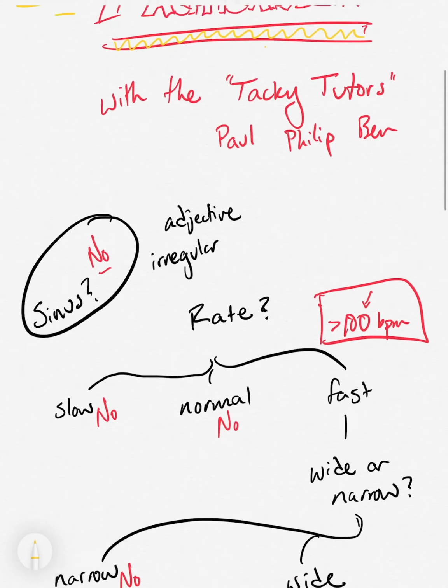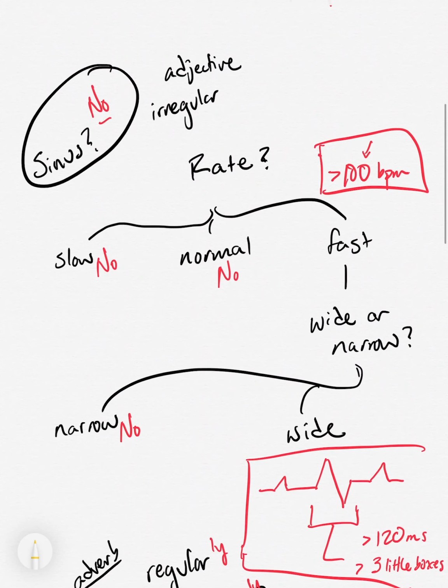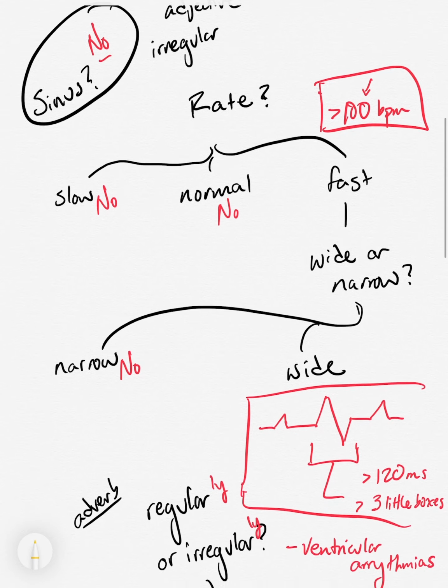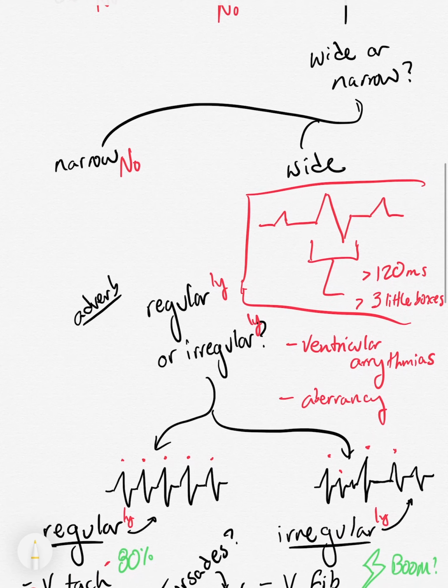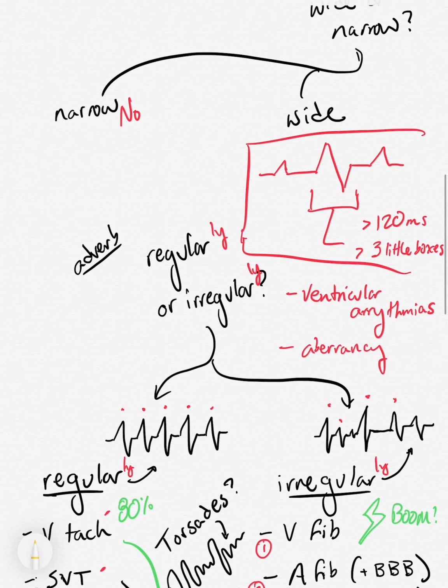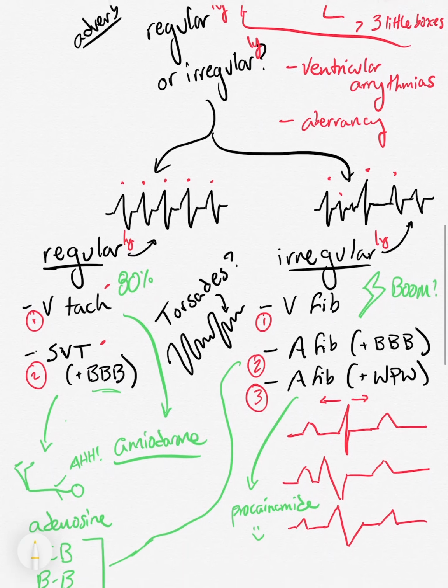Quick, let's review. Starting from the top, we are not dealing with sinus rhythms. That makes the adjective irregular. Because we are talking about tachycardias, it has to be faster than 100 beats per minute. And we are talking about wide complex tachycardias, so the QRS complex has to last longer than 120 milliseconds or 3 little boxes. Wide complex tachycardias, wide complex arrhythmias in general, are caused either by a ventricular arrhythmia, where the ventricles are the source of the arrhythmia, or some sort of conduction aberrancy.